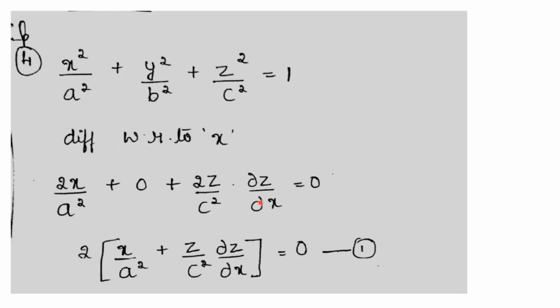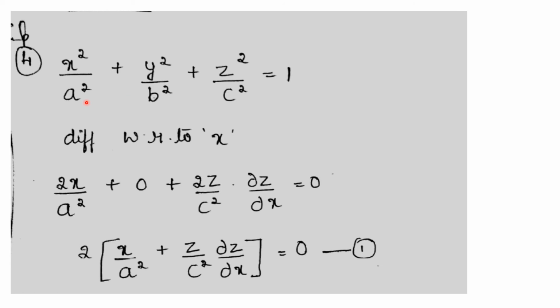So the next problem is very important. x square by a square plus y square by b square plus z square by c square equal to 1. Okay, so we have to differentiate first partially with respect to x. So differentiation of x square with respect to x is 2x divided by a square, plus the partial differentiation of y square by b square with respect to x is 0, plus the partial differentiation of z square with respect to x is 2z into dou z by dou x divided by c square, equal to 0.